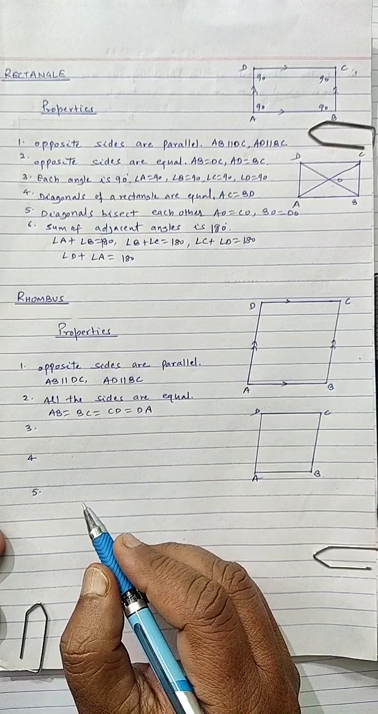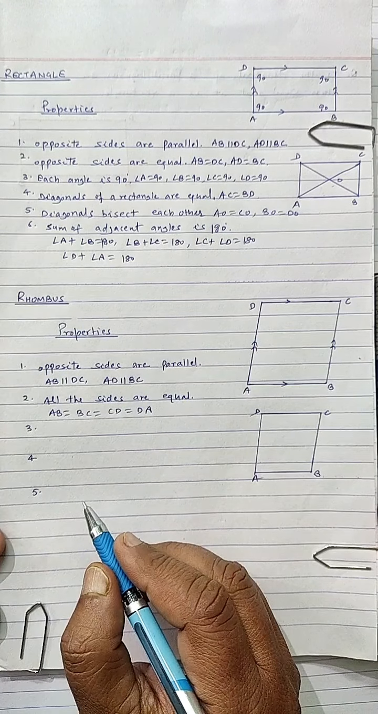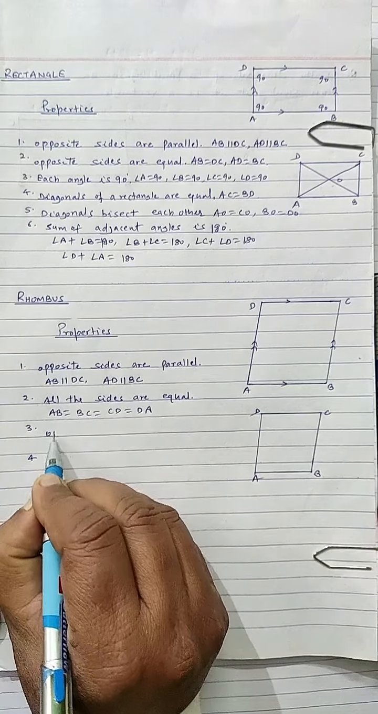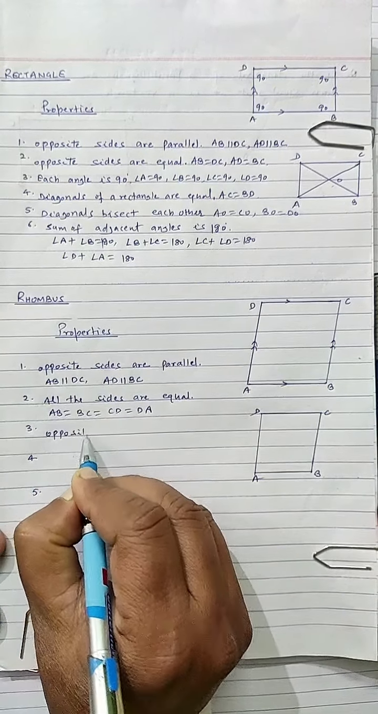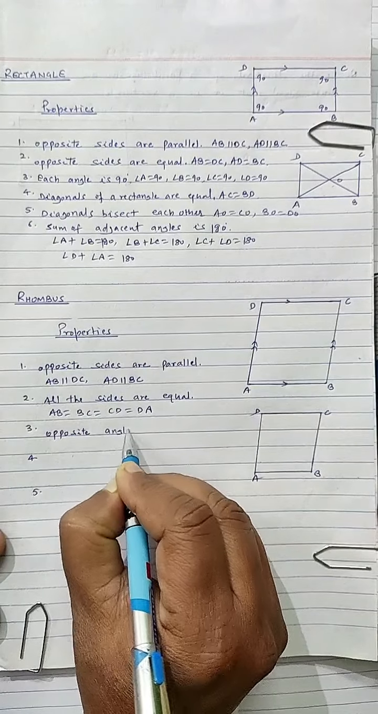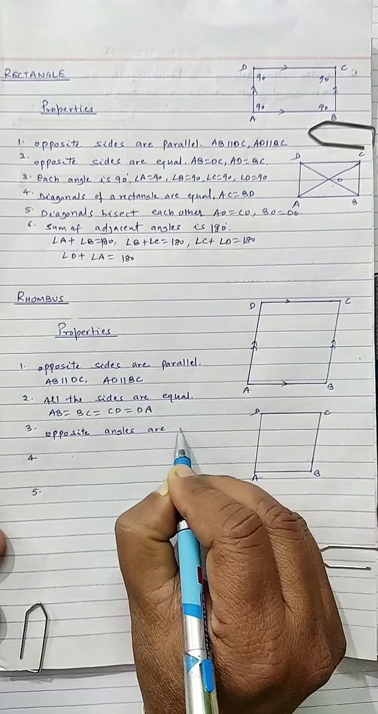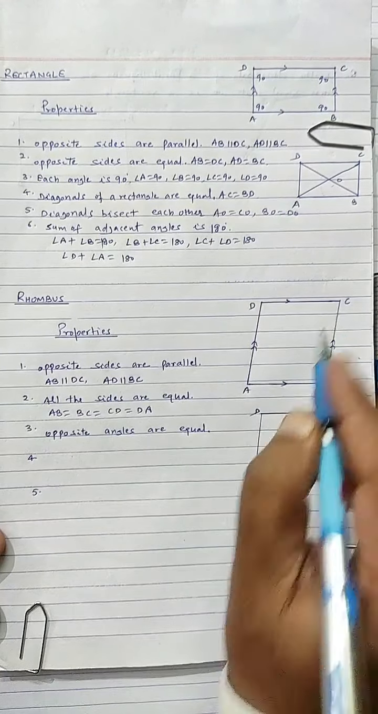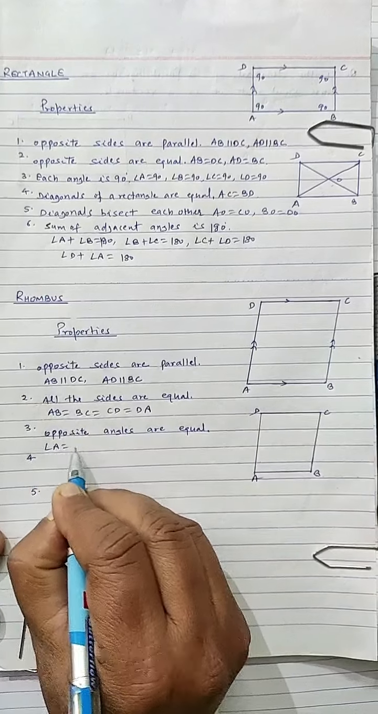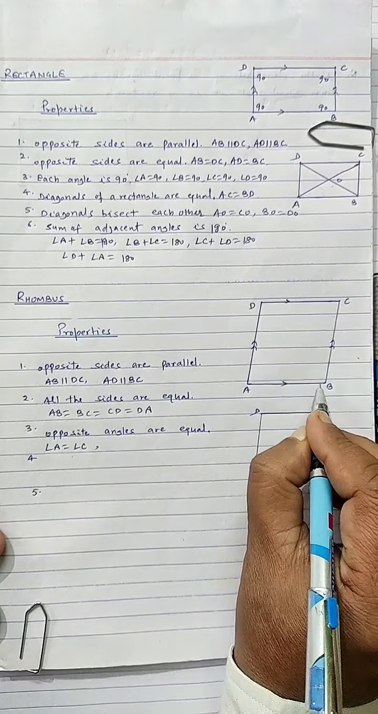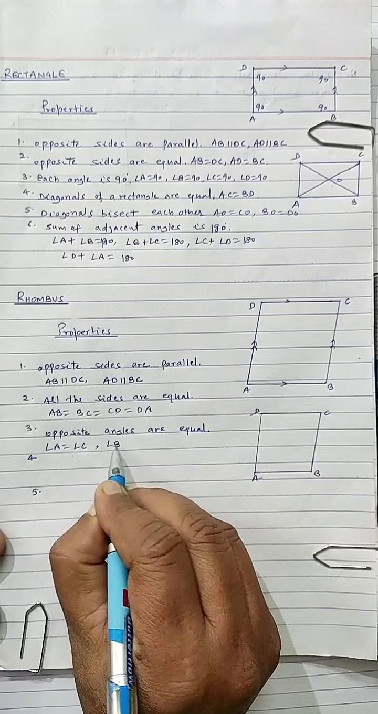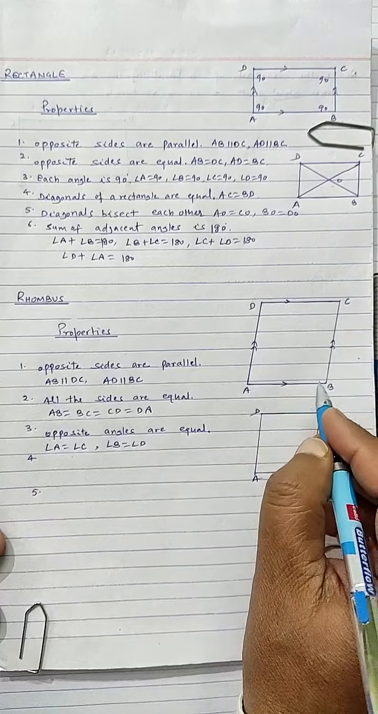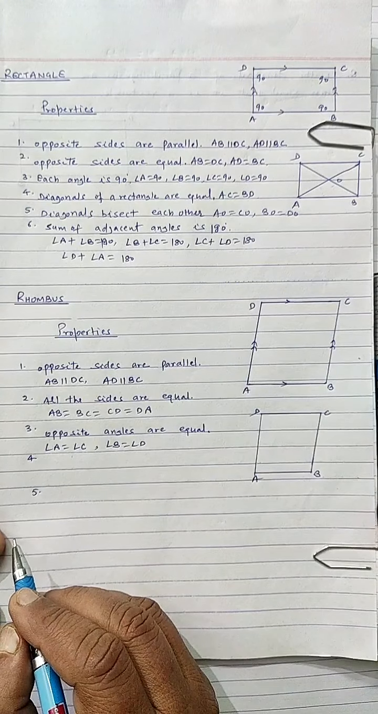Next is, opposite angles of a rhombus are equal. We write opposite angles are equal. That is, angle A equals angle C and angle B equals angle D.